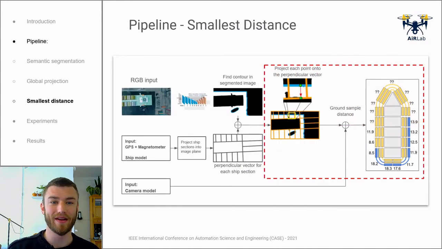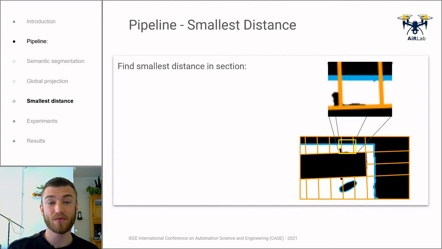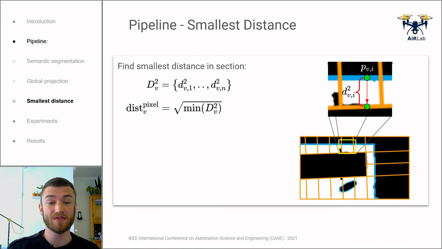The last part of our pipeline is to find the shortest distance for all sections of the ship. To do this, we combine the 2 findings of the previous sections. So, to find the smallest distance in a section, let's call it V. For a given point in the contour, which is located inside of V, we can project it down to our section and find the squared distance between the 2 points. Doing this for all the contour points contained inside V, we have a set D of squared distances. The shortest distance is then found by taking the shortest squared distance inside of set D and taking the square root of this distance.